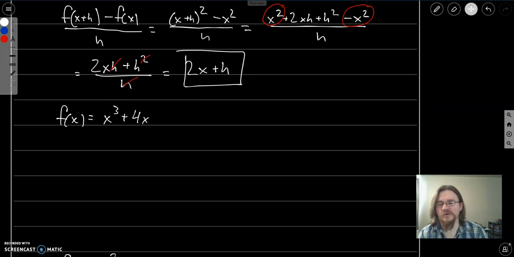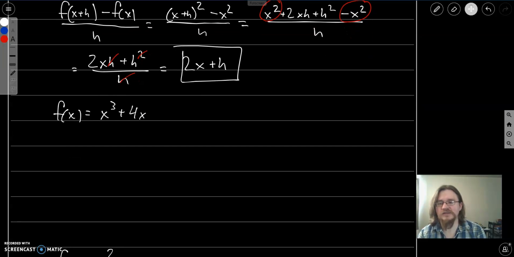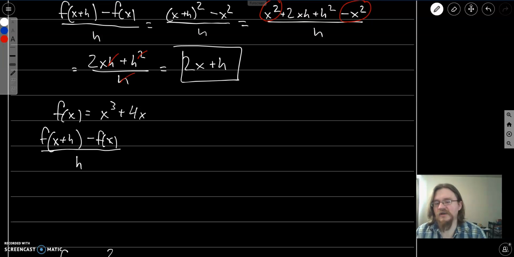Let's find the difference quotient for x cubed plus 4x. So again, for the difference quotient, we want to plug in x plus h, x plus a hair, and we'll look at the rise of our function, how far it went up, versus how far we went over, just a hair. So I need to plug x plus h into this function.